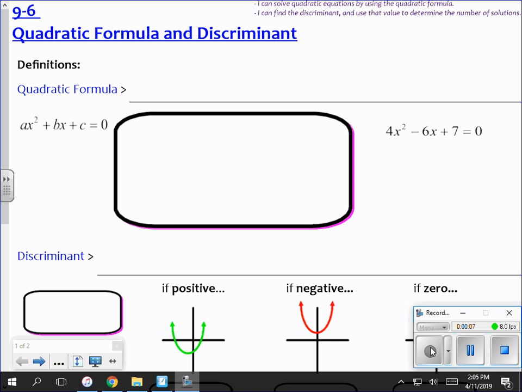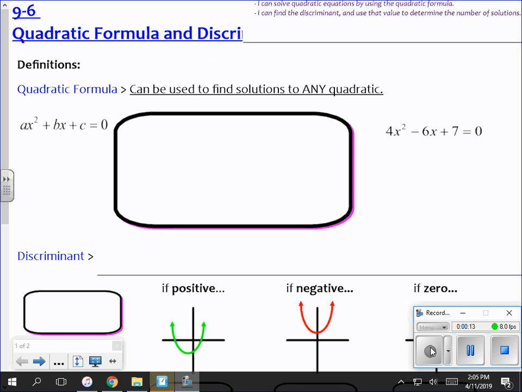So today we're doing the quadratic formula and the discriminant. The quadratic formula can be used to find solutions to any quadratic equation. If there is a solution, the quadratic formula will give it to you every time, no matter what. It will work when nothing else will work.